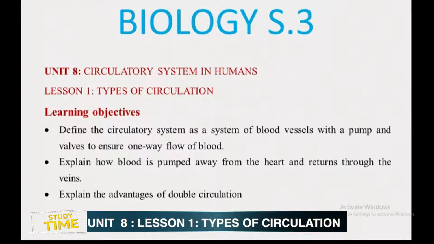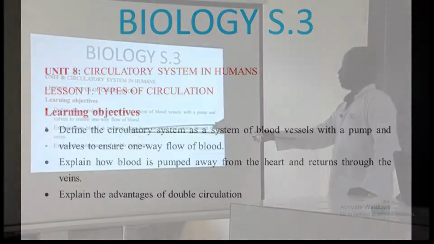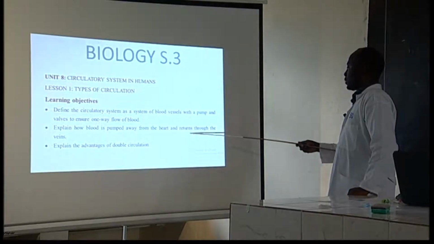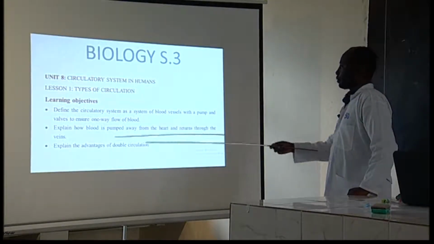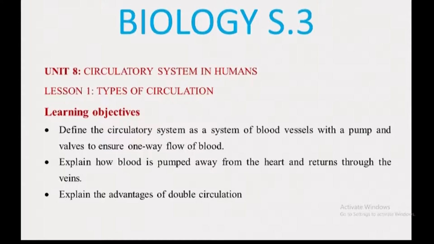Define the circulatory system as a system of blood vessels with a pump and valves to ensure one-way flow of blood. The second learning objective: explain how blood is pumped away from the heart and returned through the veins. The third is to explain the advantages of a double circulation over a single circulation.